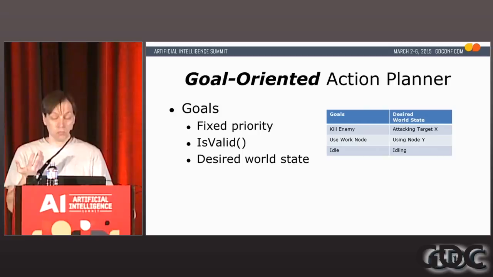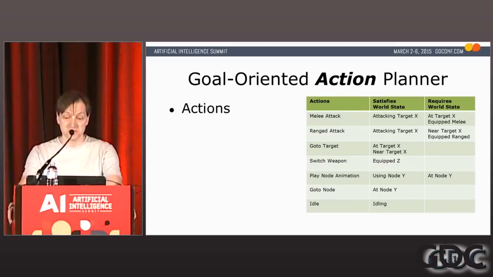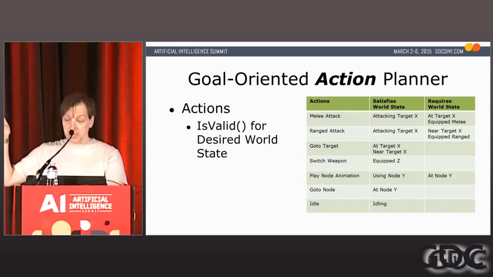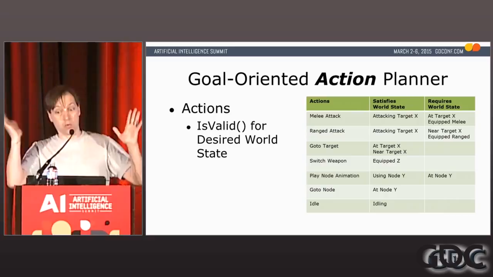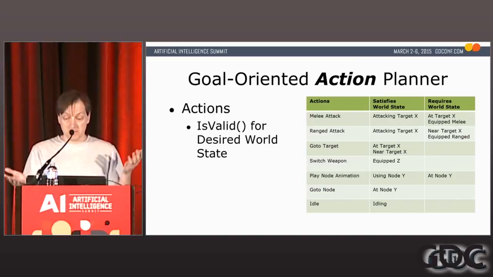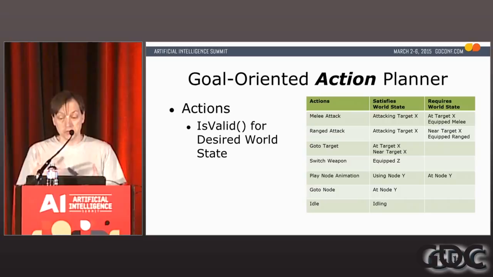All right, so the AI achieves his goals with actions, as we all do. So your AI will have a list of actions. Now, these actions also have is valid functions. But you'll notice, in the middle column there, each action declares what world state it'll satisfy. If you look down there at the bottom, you have that go-to-node action. It's basically saying, I'll make sure the AI gets to node Y.